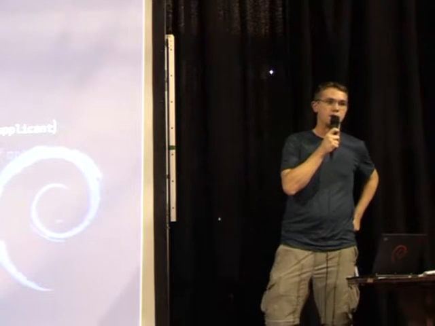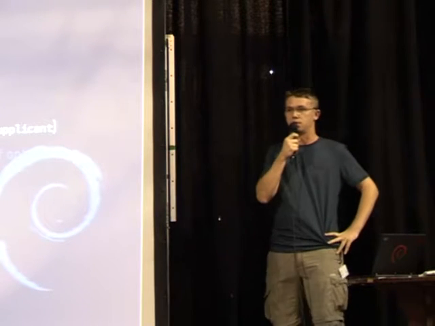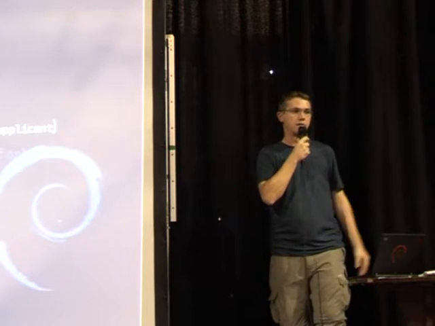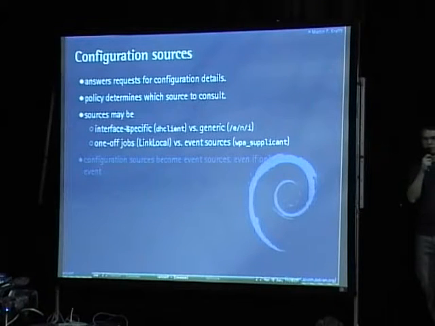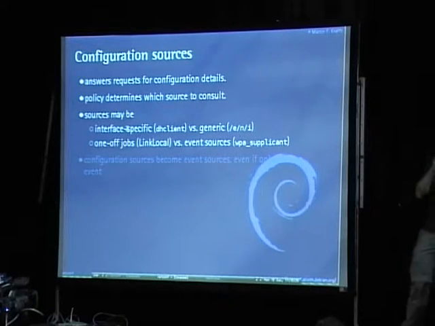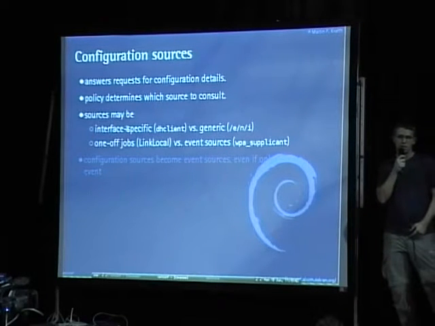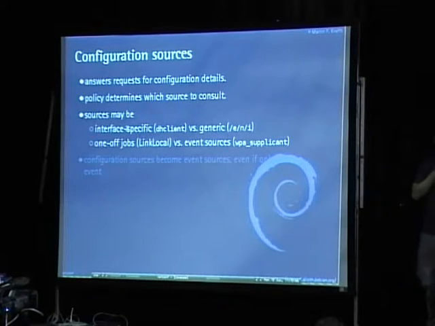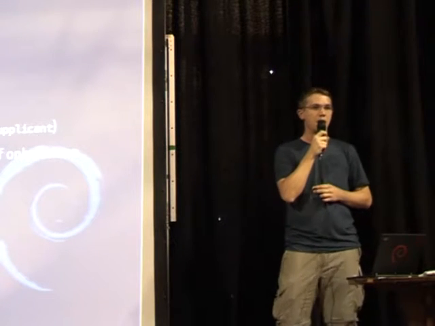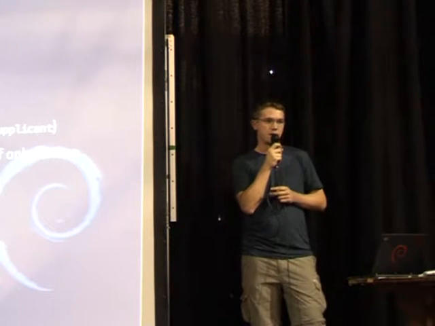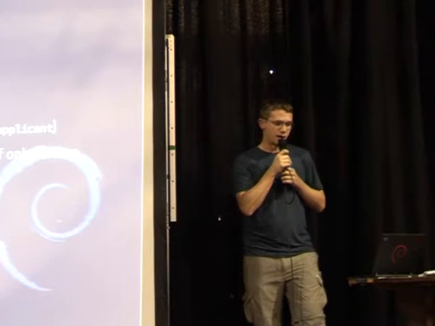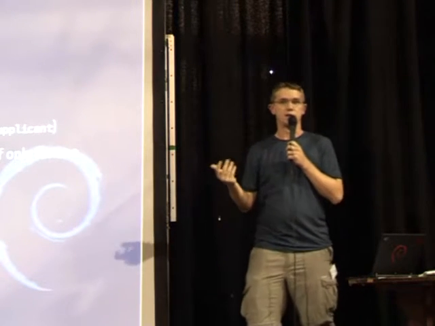A configuration source may also be doing a one-time job, which is, for instance, link local or /etc/network/interfaces, and then just quit. It has done its deal. But on the other hand, stuff like wpa_supplicant or dhclient may actually continue to run and become an event source. So in the end, I figured out that the best way to deal with this is that if a configuration source is consulted, it becomes an event source. So in the case of DHCP, that actually makes sense a lot, I think.